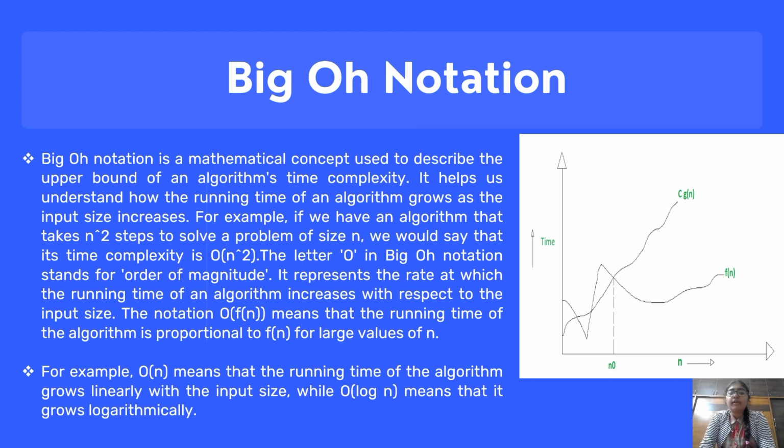The letter O in big O notation stands for order of magnitude. It represents the rate at which the running time of an algorithm increases with respect to the input size. The notation O(f(n)) means that the running time of the algorithm is proportional to f(n) for large values of n. For example, O(n) means that the running time of the algorithm grows linearly with the input size, while O(log n) means that it grows logarithmically.